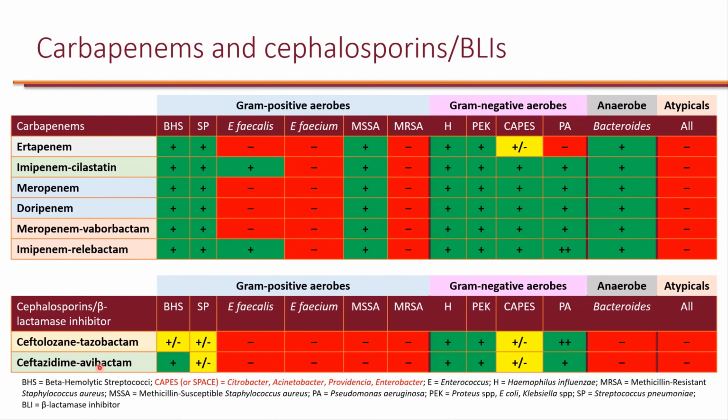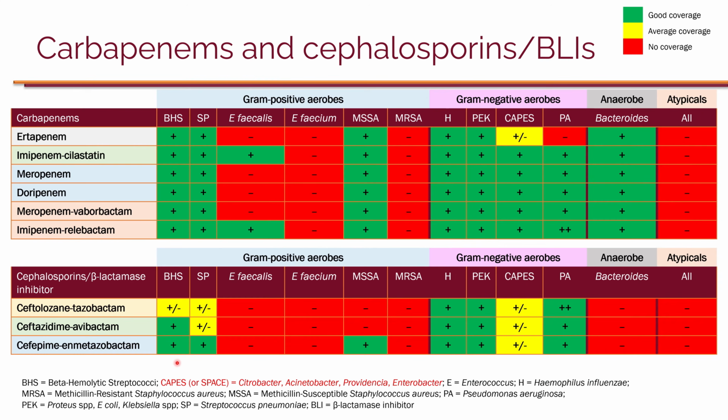And ceftazidime avibactam came to the market before we had meropenem vaborbactam and imipenem relebactam. So it really had a big role when we had Enterobacterales that were resistant to carbapenems. Ceftazidime avibactam would have been the only drug of choice at the time. But nowadays we have these carbapenem combinations with beta-lactamase inhibitors. So we have several options now for carbapenem-resistant Enterobacterales.